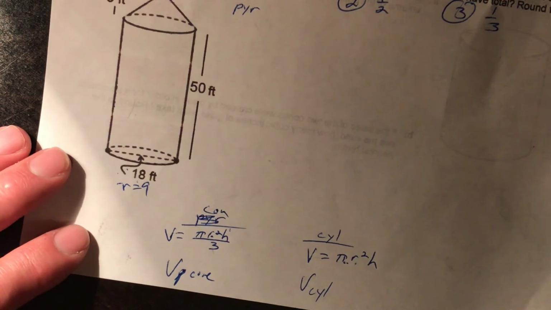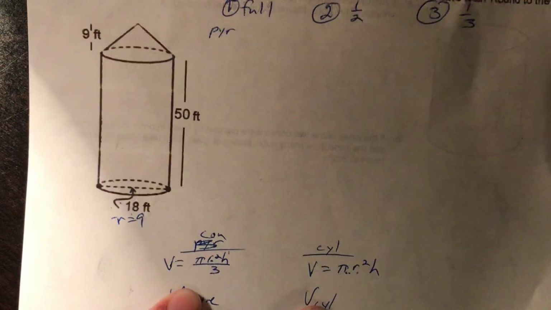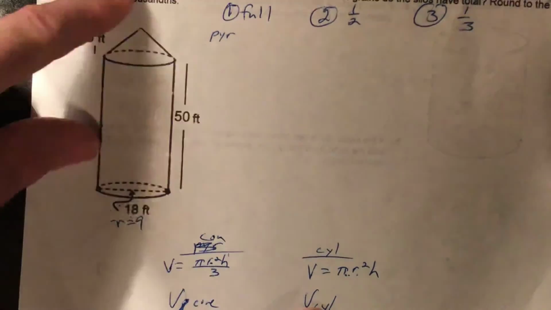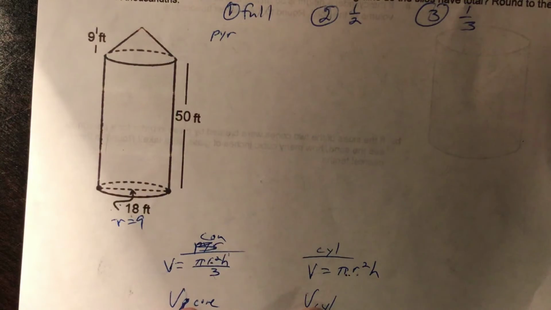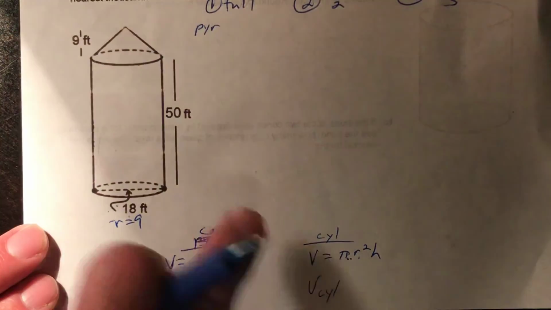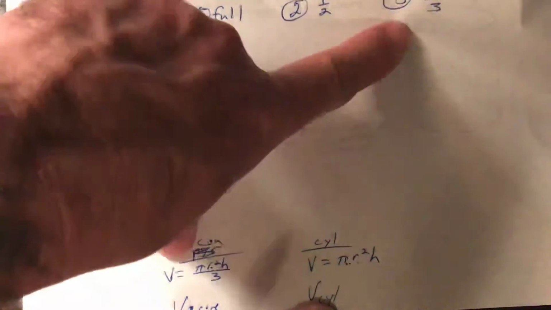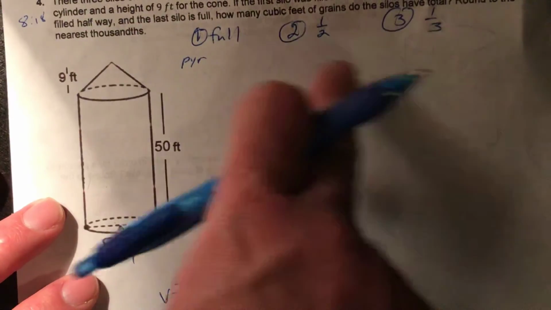So then for the full one, you'll add these two up, because it's going all the way to the top. So that and that. Now for the one that's halfway, we won't utilize this part. So it's just going to be whatever you get for the cylinder times 1/2. And then for the one that's a third, you get whatever you get for the cylinder times 1/3. Okay, you add all three up.